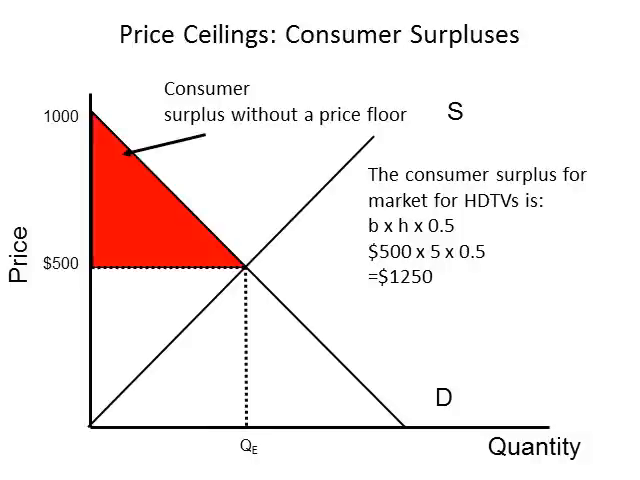In our example, the maximum price the consumers are willing to pay is $1,000, and the equilibrium or market price is $500, which is the price that consumers actually pay, which gives the difference of $500. Next, we would multiply the equilibrium quantity, 5, times the $500 times 1/2, which would give us a consumer surplus of $1,250.